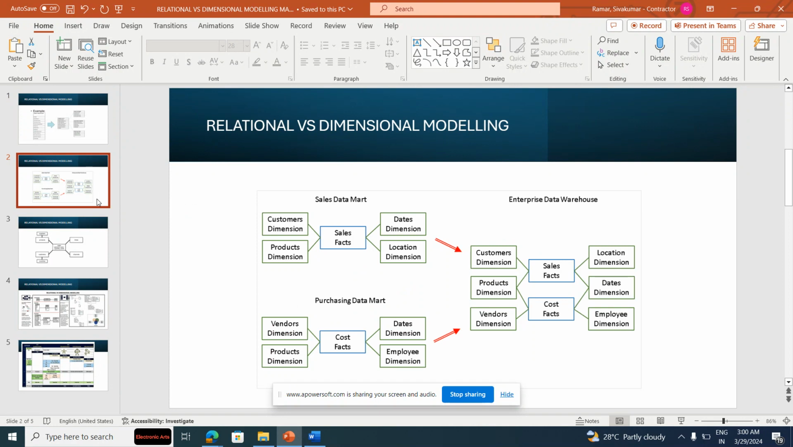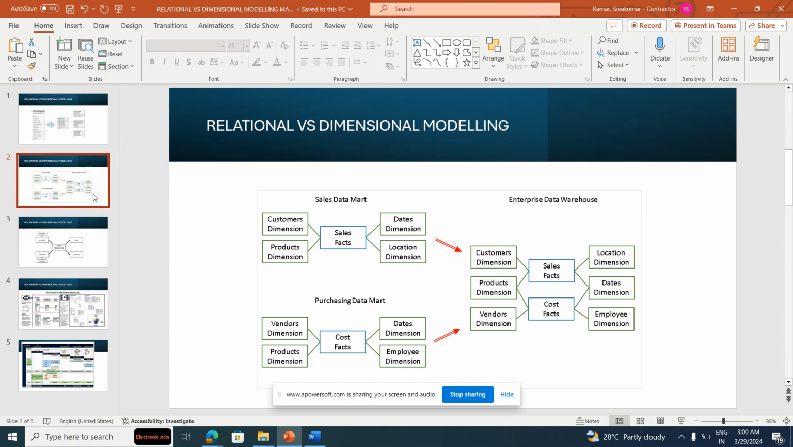Here we can see a sales data mart, where it records all the transactions with sales by customer, by product, by date, and the respective locations. And you can see a purchase data mart. It has the facts which involve the cost incurred by vendor, by product, by date, and employee. And if you merge the sales data mart and the purchasing data mart, then you get the enterprise data mart.